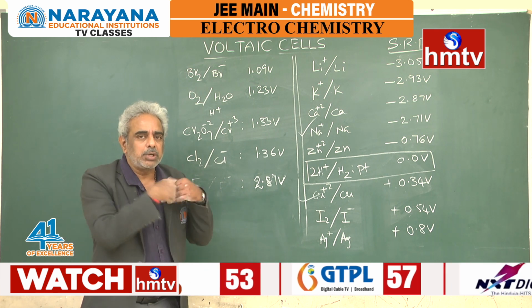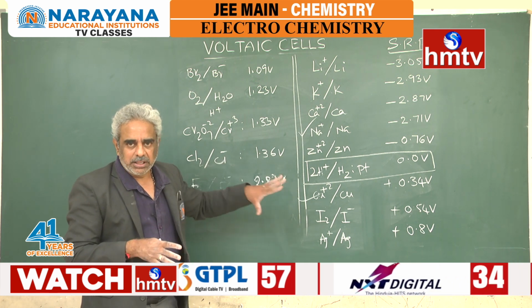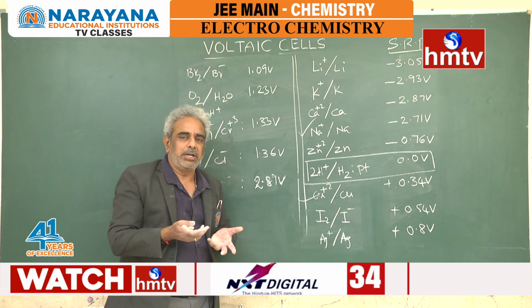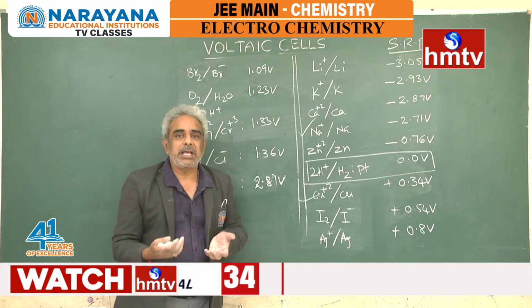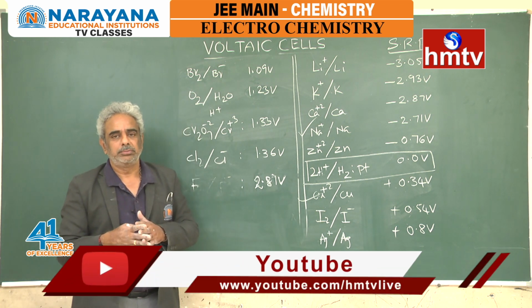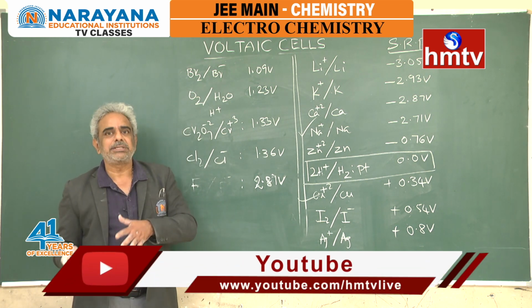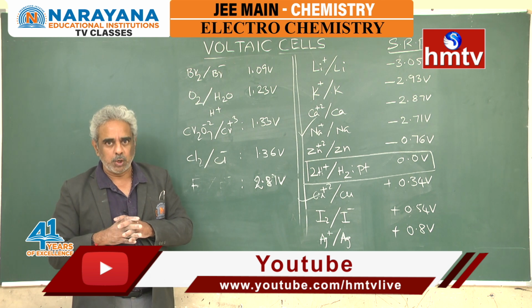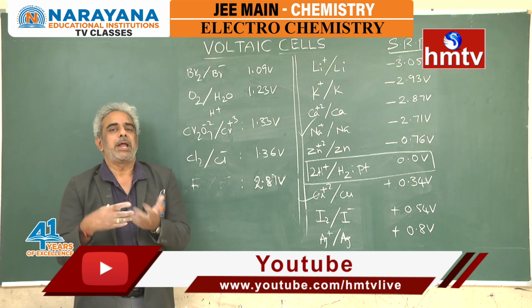If you select any two electrodes in the series, the one with more reduction potential behaves as the one which undergoes reduction, so cathode. The electrode with less standard reduction potential value will serve as anode.